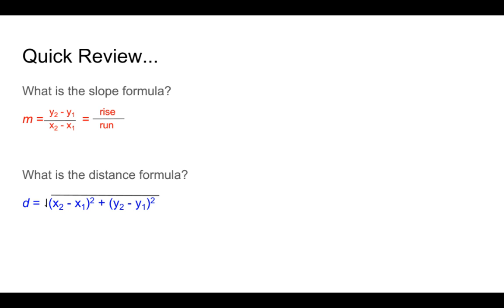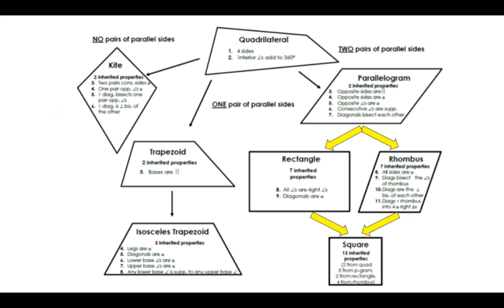If you don't know those, make sure you write those down real quick so we can reference those a little bit later on. Also, make sure you have out your worksheet on the flowchart of quadrilaterals. Today we are going to be specifically looking at parallelograms, and then if we can further classify those into rectangle, rhombus, or a square based on the other properties that those three quadrilaterals possess.